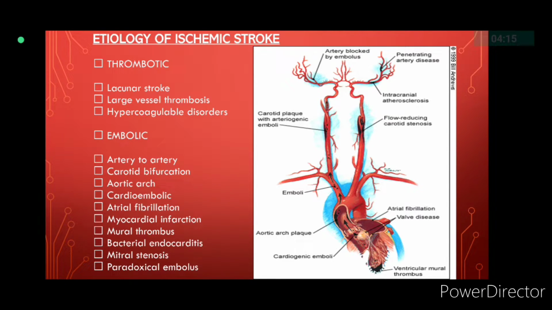Etiology of ischemic stroke. Thrombotic: lacunar stroke, large vessel thrombosis, hypercoagulable disorders. Embolic: artery to artery, carotid bifurcation, aortic arch; cardioembolic, atrial fibrillation, myocardial infarction, mural thrombus, bacterial endocarditis, mitral stenosis, paradoxical embolus.